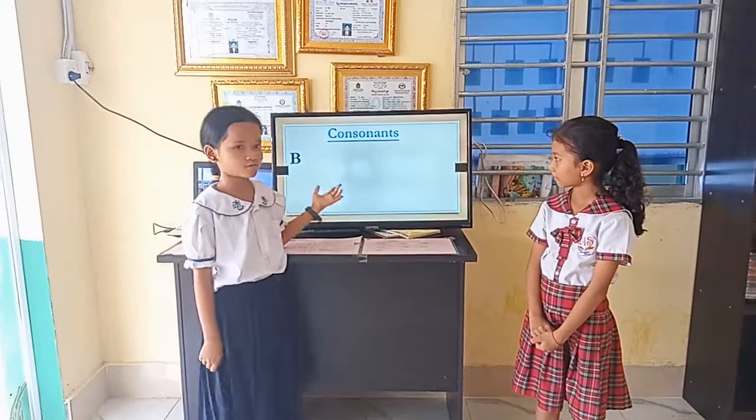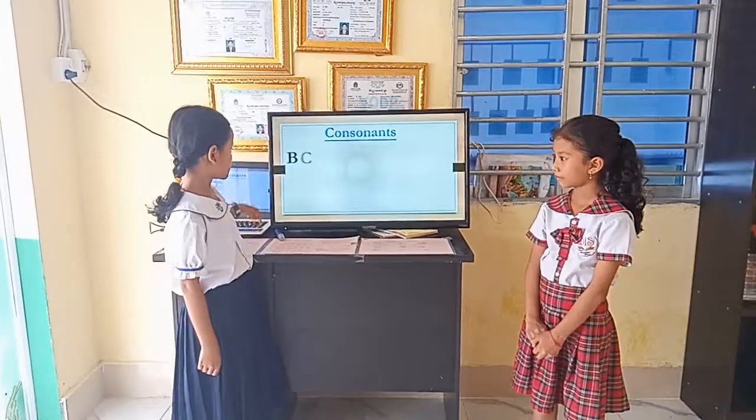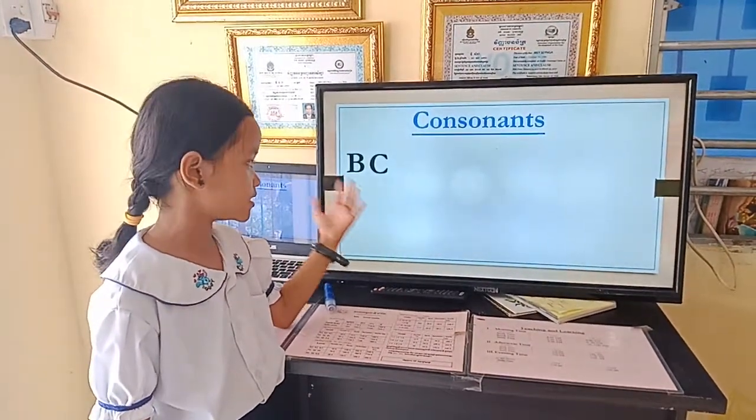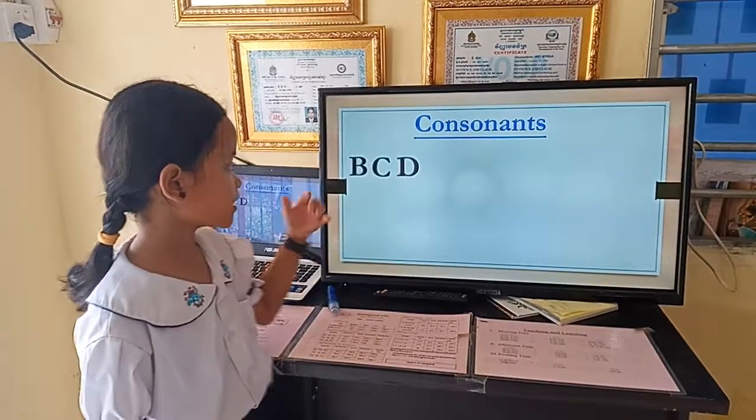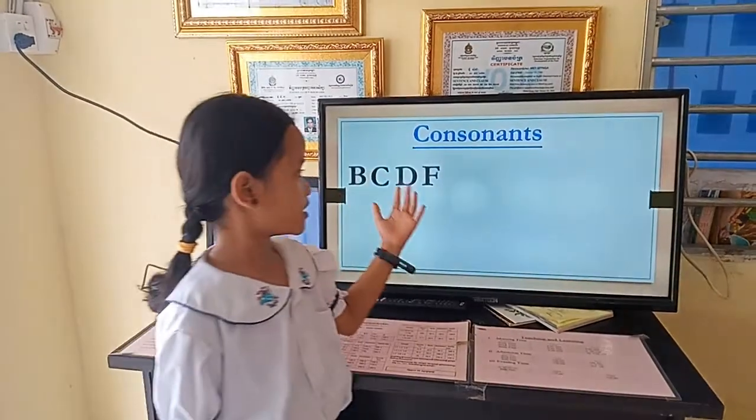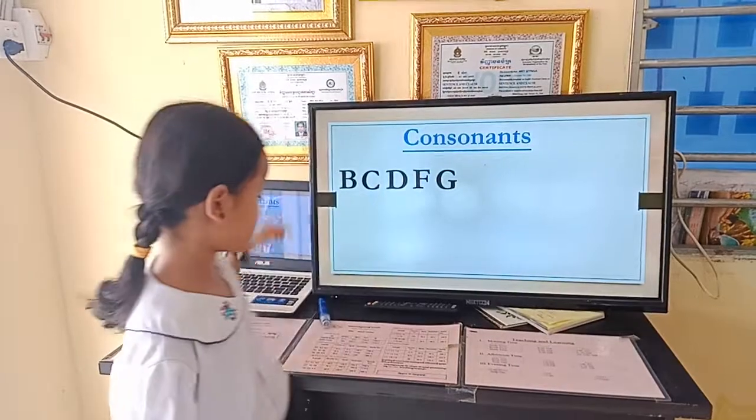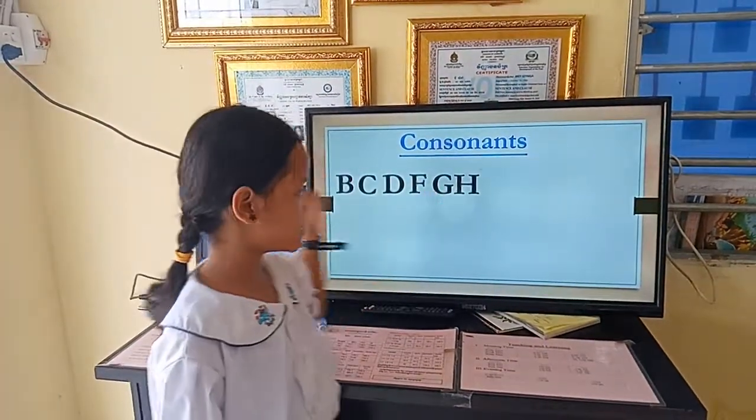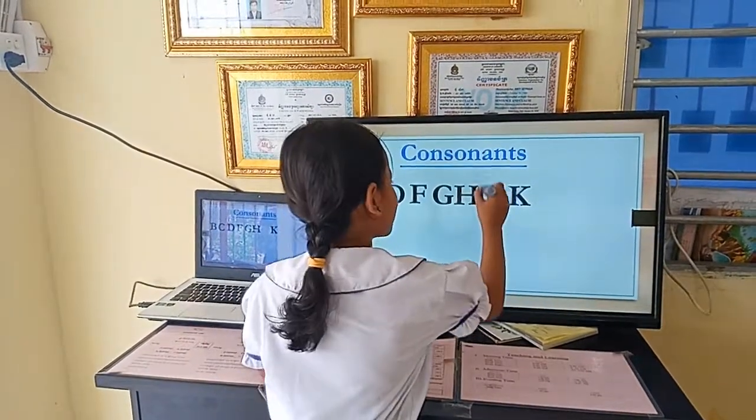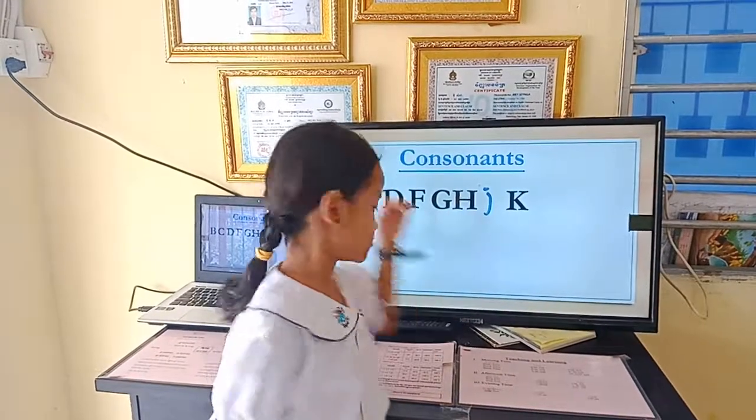So right now we go to consonants. The first consonant is B, sound B. And the next one is C, sound K. And the next one is D, sound D. And F, sound F. G, sound G. H, sound H. J, sound. K, sound K.